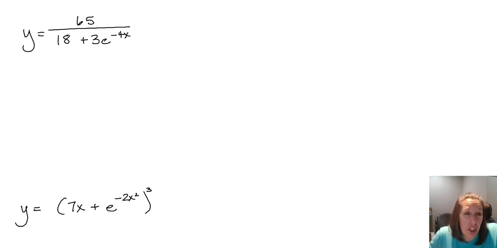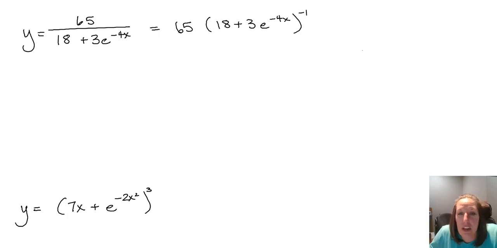So this one, we could treat this as a quotient rule, but given the fact that our numerator is a constant, what we may want to do is rewrite this where we have 65 times that denominator raised to the negative first power. That will avoid the quotient rule a little bit, and make the calculus and the algebra a little bit easier.